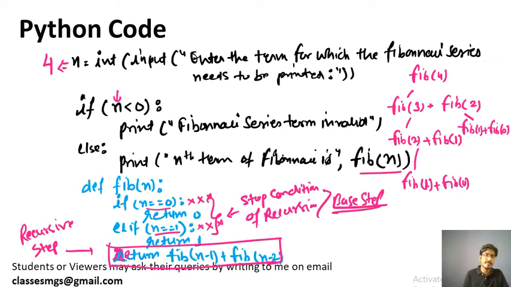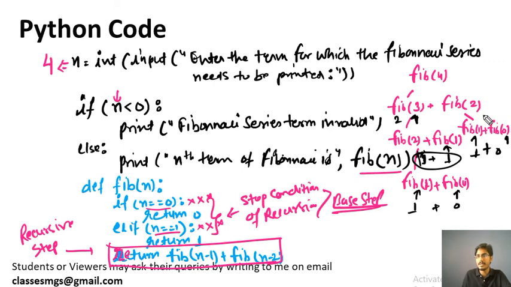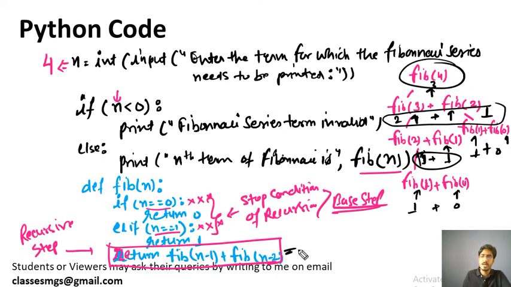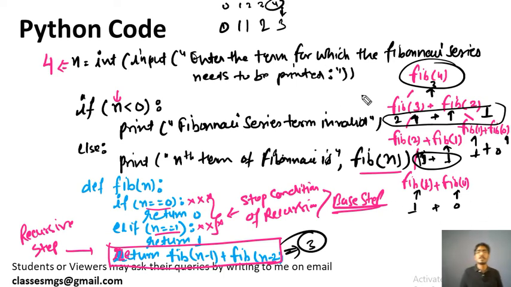Fibonacci 1 will return 1, Fibonacci 0 will return 0. These additions will be returned: 1 plus 0 is 1, returned here, plus Fibonacci 1 returns 1, so 1 plus 1 is 2. Then 2 plus 1 is what? 3. So the final output will be 3. You can check: 0, 1, 1, 2, 3, this is the fourth term. So this is how the recursion is calculated.